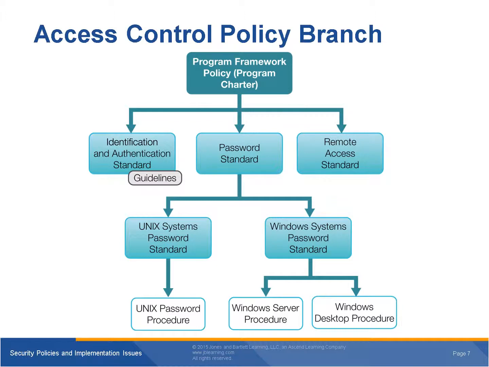So, access control policy branch. The figure on the screen illustrates an example of an extract of a policy and standards library. The figure highlights an access control policy, which is one of my security-related policies. So at the top you have the program framework policy. So you have a program charter. And then it has an identification and authorization standard.